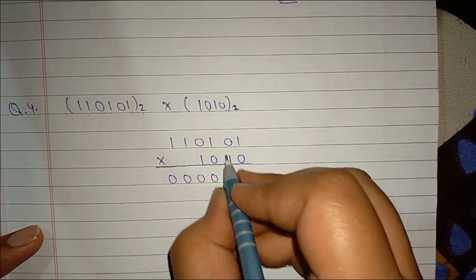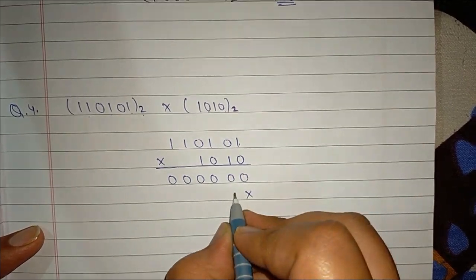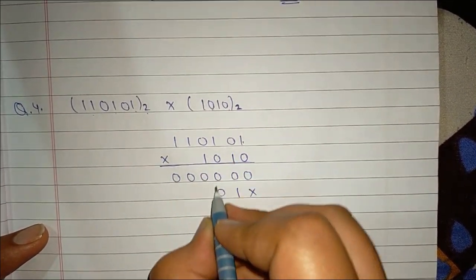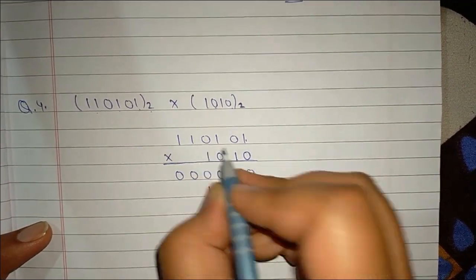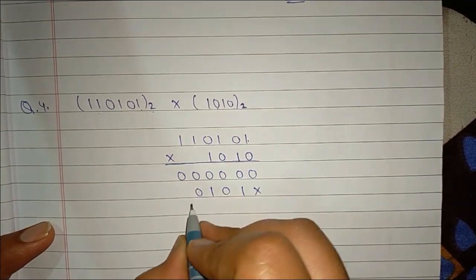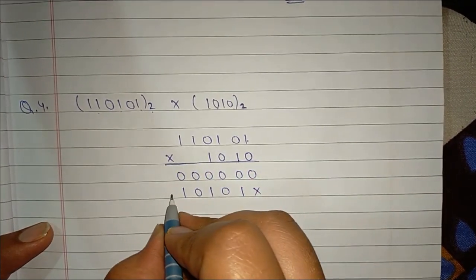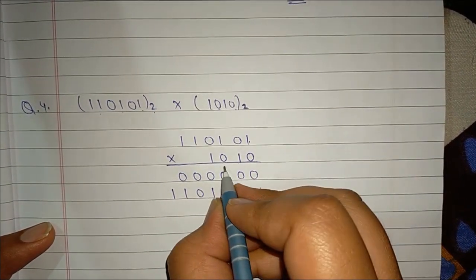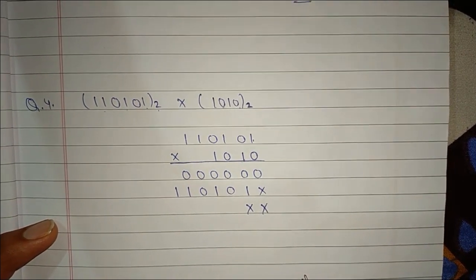Now you have to multiply this above number by 1. So it will be 1 multiplied by 1 will be 1. 1 multiplied by 0 will be 0. 1 multiplied by 1 will be 1. 1 multiplied by 0 will be 0. 1 multiplied by 1 will be 1 and 1 multiplied by 1 will be 1. Now over this side we have to put 2 crosses and then again you have to multiply it by 0.